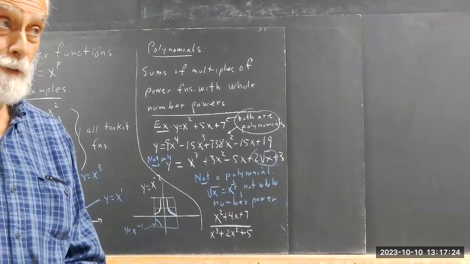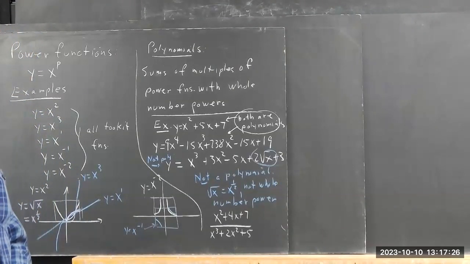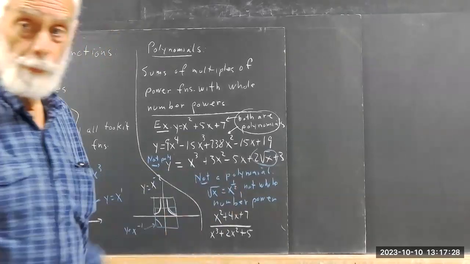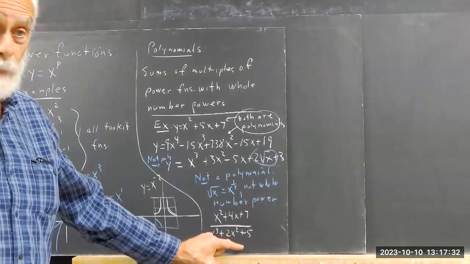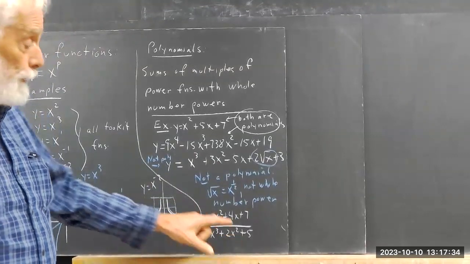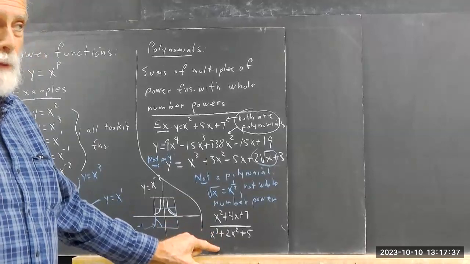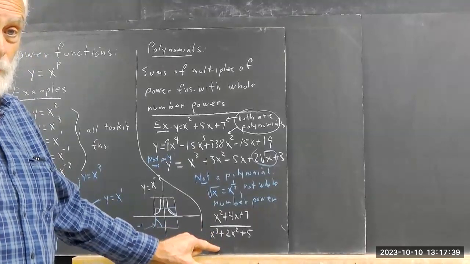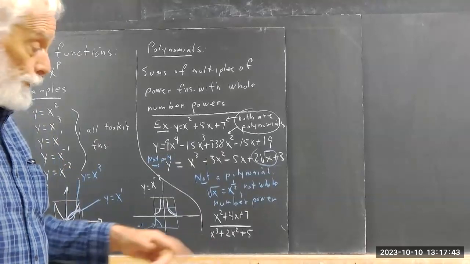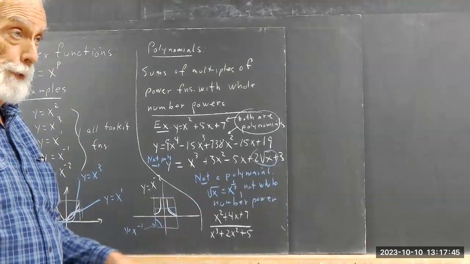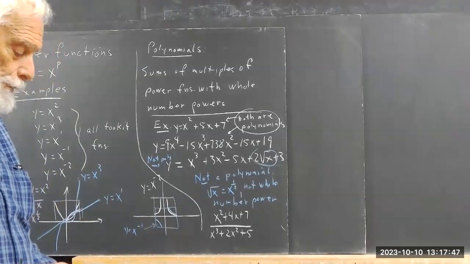Well, it's not. It's not a sum. This is a sum of multiples. The numerator is, and the denominator is a sum of multiples. But when you divide a sum of multiples by a sum of multiples, you don't get a sum of multiples. Okay? So the numerator is a polynomial, denominator is a polynomial. This is not a sum of multiples.